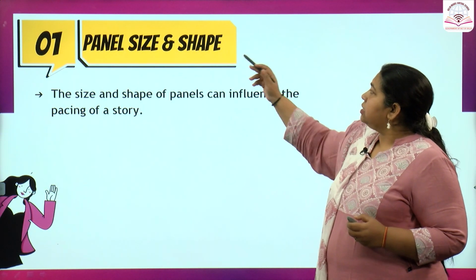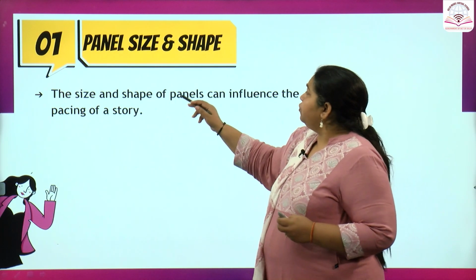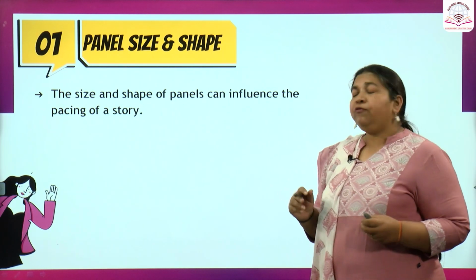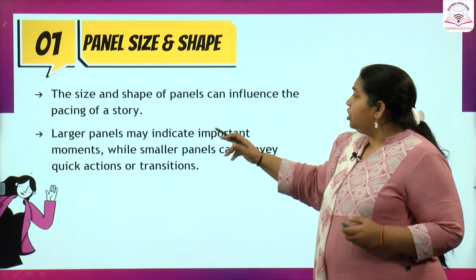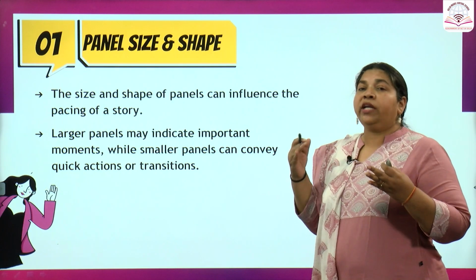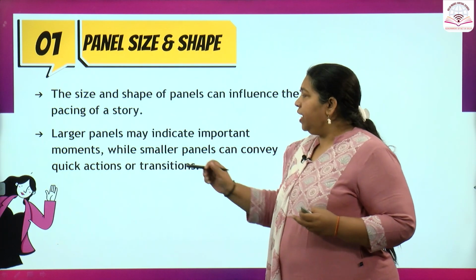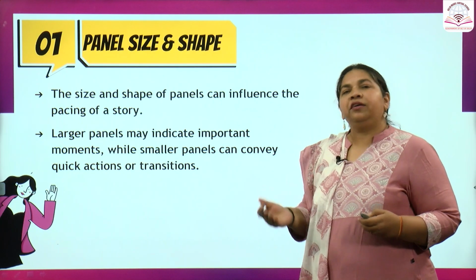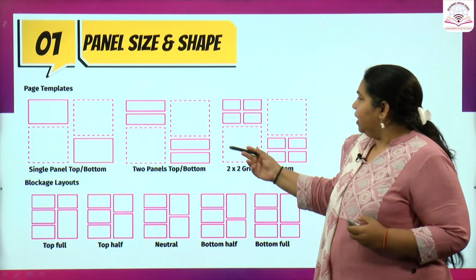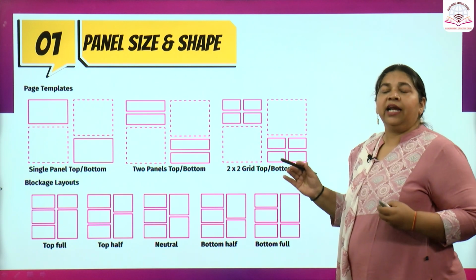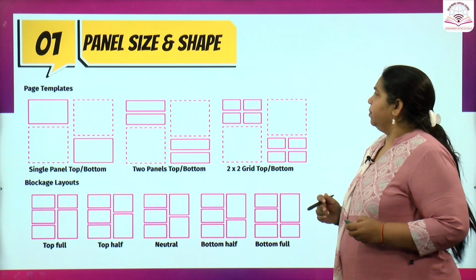The first is panel size and shape. Now what is it? The size and shape of panels can influence the pacing of a story. Larger panels indicate important movements and the smaller ones can convey quick actions or transitions. Let's look at a few examples. These are different panels that are used to make the layout of the comics.